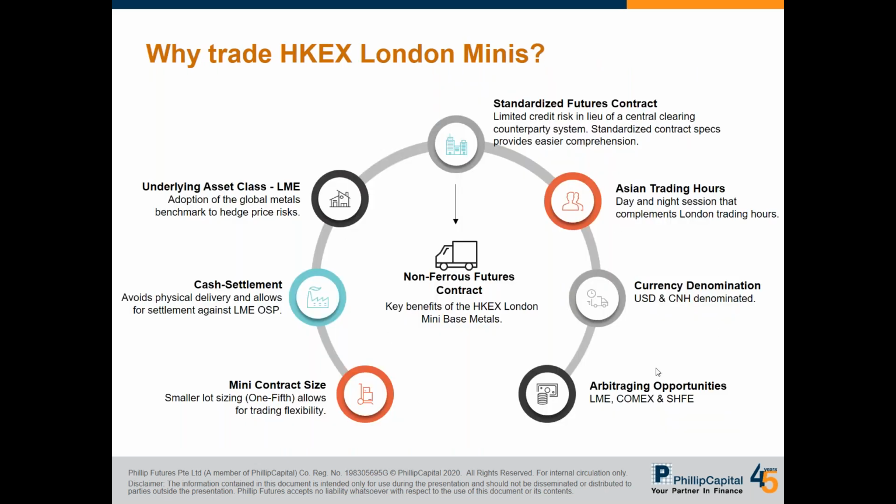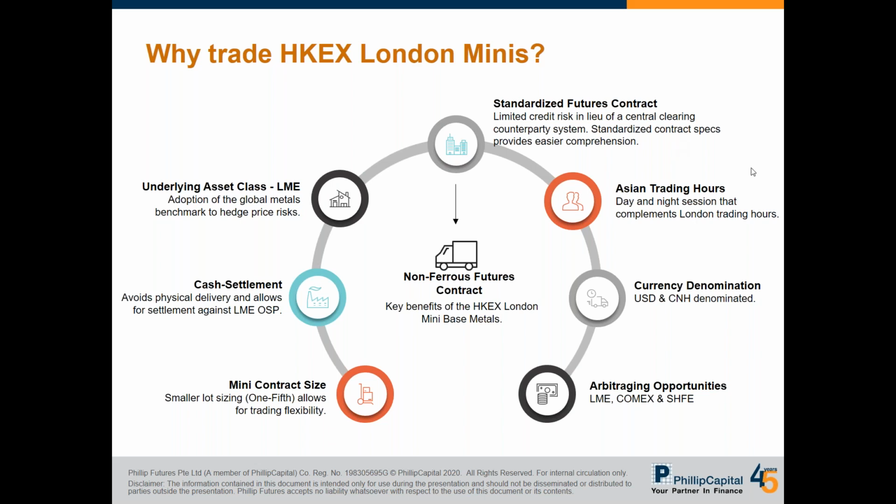So I summarized some key points to help some of our new traders understand why Hong Kong Exchange London minis. You see this underlying asset tracks the LME, which is the global metals benchmark. It's cash settled, you can avoid physical delivery, and you can settle against the LME OSP. Mini contract size, of course, is 1/5, so you have a lot of flexibility. It's standardized, with limited central counterparty risk. You can read off the contract specs for easier comprehension.